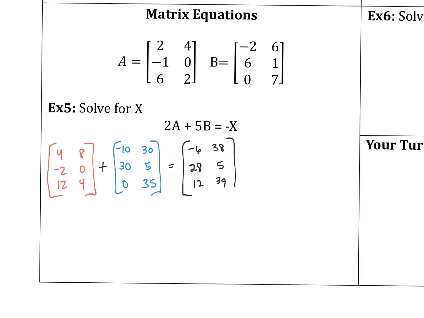So that's perfectly fine, but this would be regular x technically. And this, if you notice, is negative x. So to make this negative, we would need to make every single element inside opposite. So we would say 6, negative 28, negative 12, negative 38, negative 5, negative 39 for that negative x value.